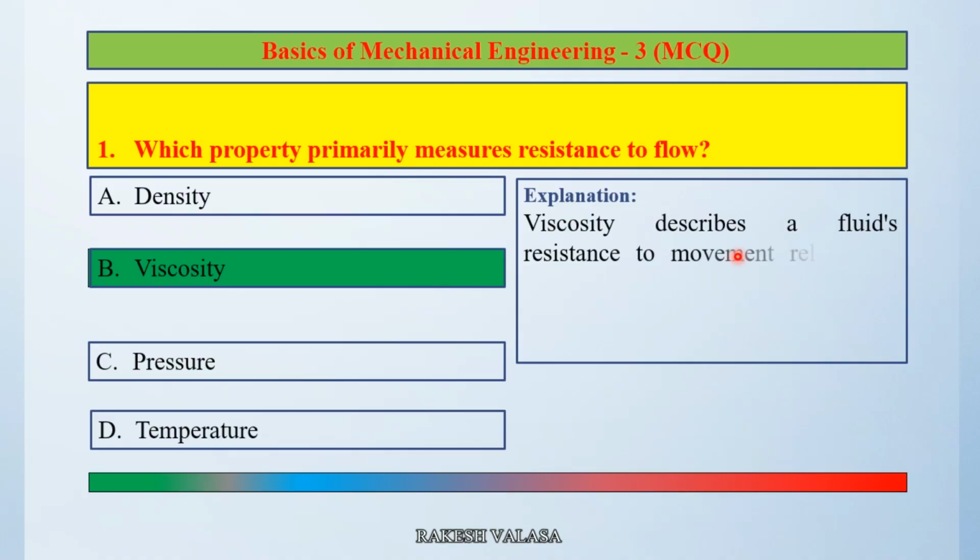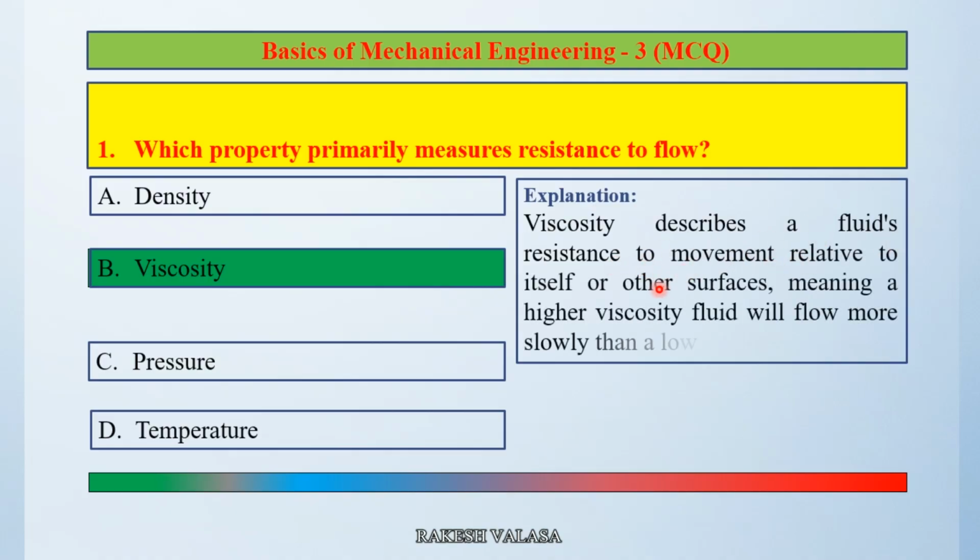Viscosity describes a fluid's resistance to movement relative to itself or other surfaces, meaning a higher viscosity fluid will flow more slowly than a low viscosity fluid. So the correct answer is option B viscosity.